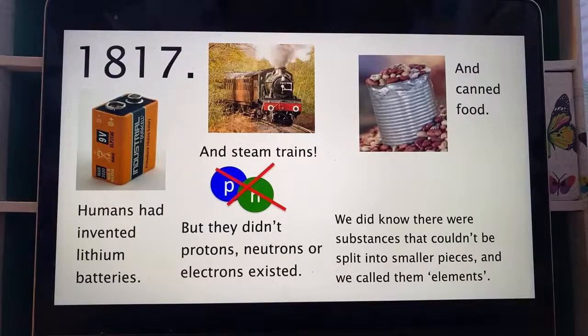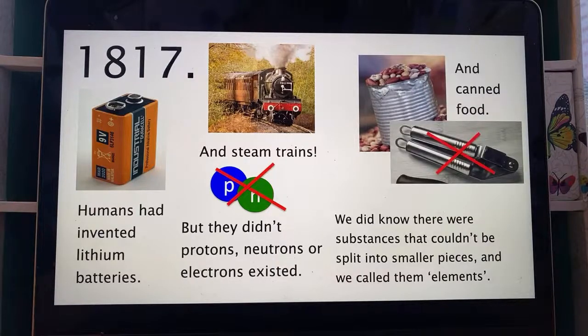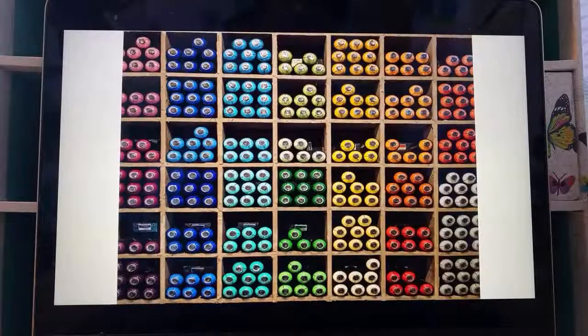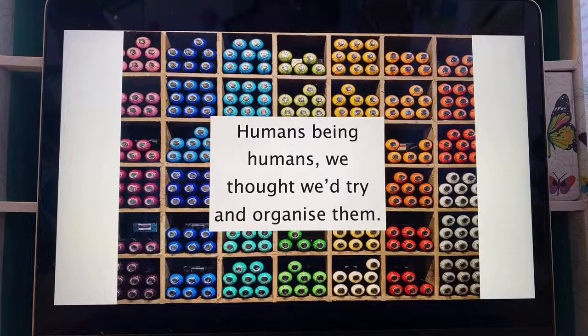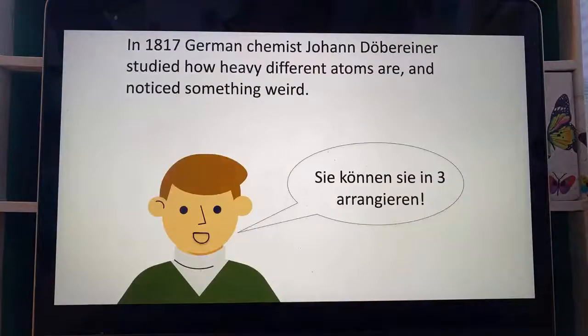We do know, even the Greeks knew, that there were substances that couldn't be split into smaller pieces, and we called them elements. Incidentally, the can opener, not yet invented. The can came quite a long time before the can opener. So, humans being humans, we thought we'd try and organise these elements, but it caused us some grief.